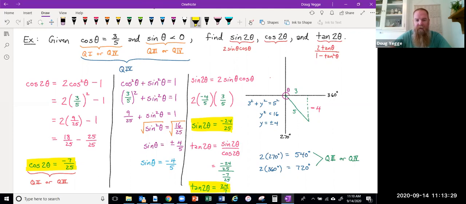Okay, so notice that the triangle involving 2 theta would have sides of 7, 24, and 25. That's obviously different than this triangle over here that has sides of 3, 4, and 5. That's because it is a completely different triangle in a completely different location, but we're able to use all of our single angles here in order to compute the formulas for the double angles.